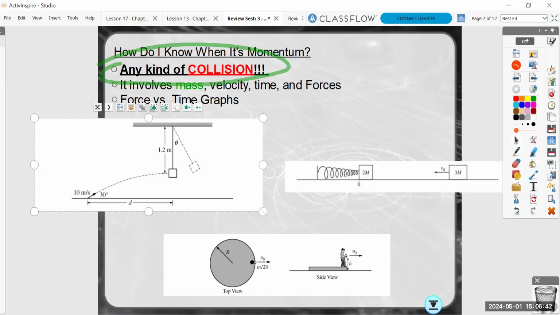Wait, doesn't it become an energy problem right after though? Okay, right after that, it swings up to a stop, and then it becomes energy. So this is a kinematics into momentum into energy kind of question.